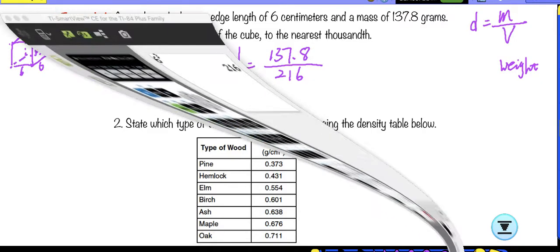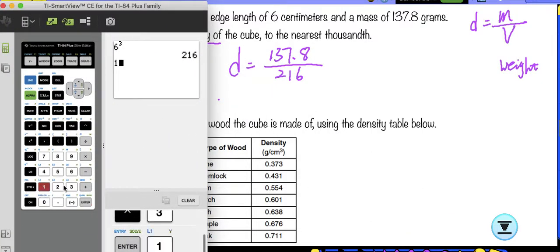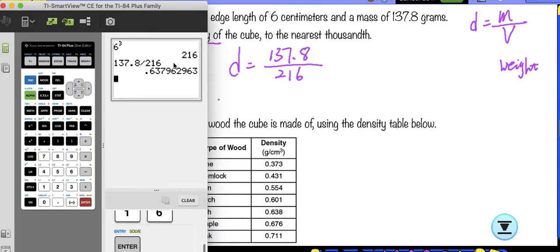Now we use a calculator to find 137.8 divided by 216. Okay, so this answer is 0.6379. We need the nearest thousandth, meaning we need to keep 3 digits here. Then we check the fourth digit, which is 9, so we're going to round up. So it's going to be 0.638.